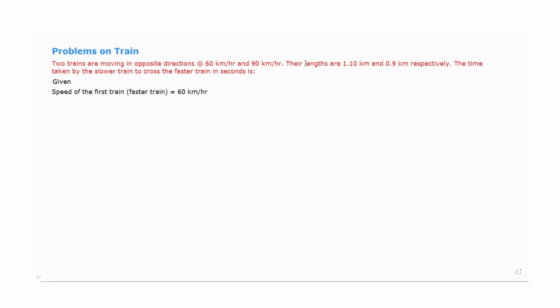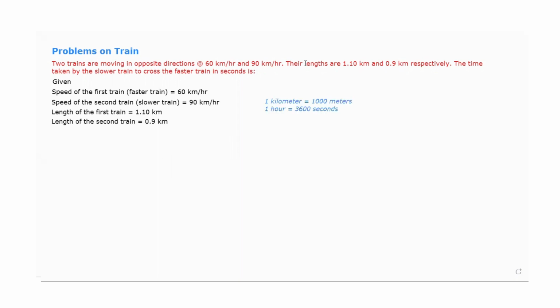Given, speed of the first train, faster train, equals 60 kilometers per hour. Speed of the second train, slower train, equals 90 kilometers per hour. Length of the first train equals 1.10 kilometers. Length of the second train equals 0.9 kilometers. First, let's convert the speeds of the trains from kilometers per hour to meters per second, as the lengths of the trains are given in meters.